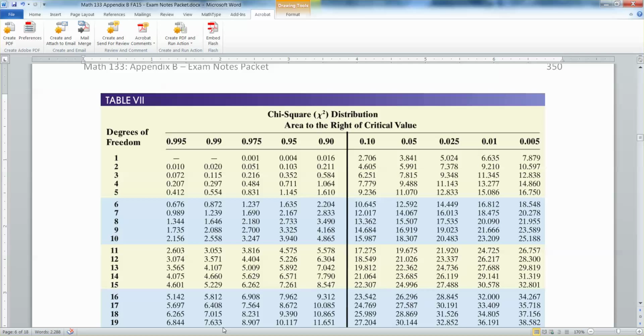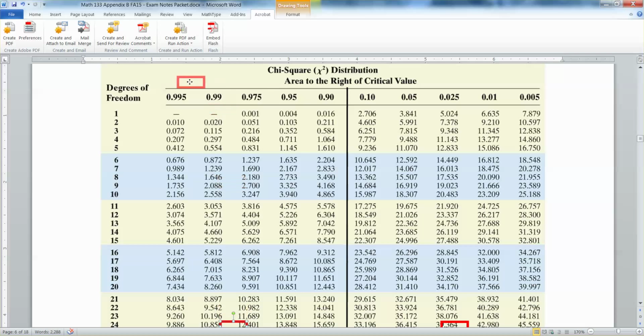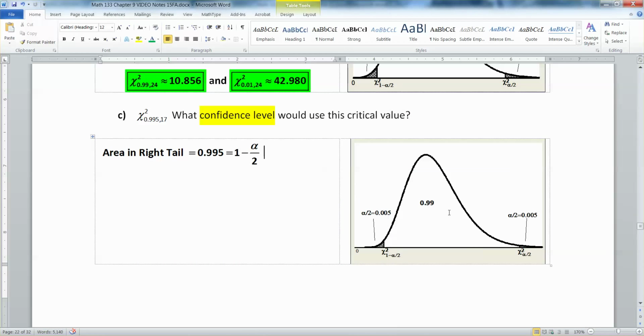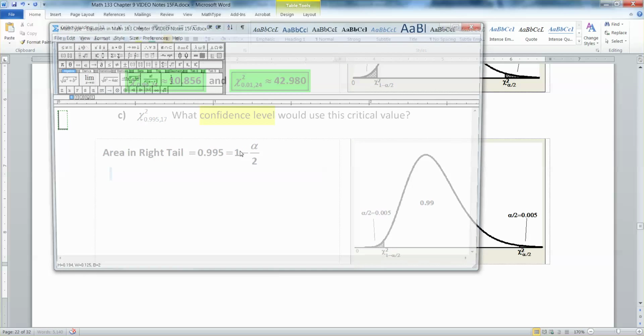Put another way, look at the table here. We said earlier that all of these ones over here on the left are on the left-hand side of the curve. And 0.995, my friends, is right there. That means you have 99.5% of the curve to the right. See the word right up there in the title? So this is by definition on the left-hand side because that's how you're going to get 99.5% to the right over here. Okay, so the area in the right tail is 1 minus alpha over 2, that's 0.995. That means that the area in the left tail has got to be 0.005.